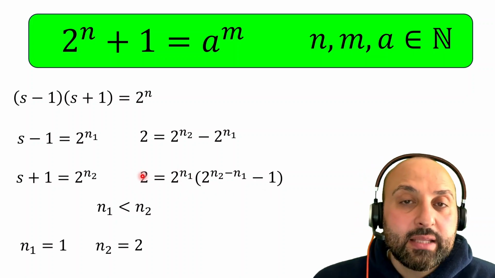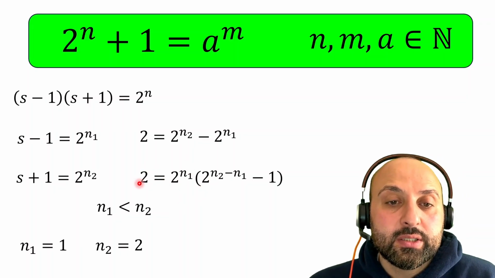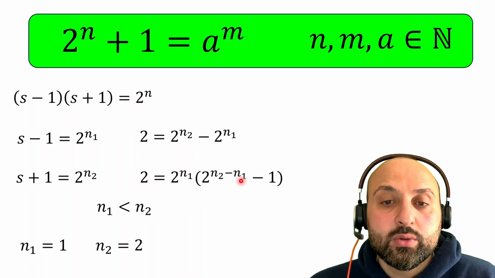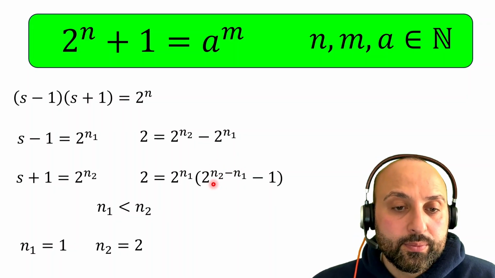That means 2^n1 is equal to 2, so n1 is equal to 1. If this is 1, the factor 2^(n2-n1) - 1 disappears, so 2^(n2-n1) is 1 plus 1, which is 2. So this power should be equal to 1. Since n1 is 1, n2 should be equal to 2.